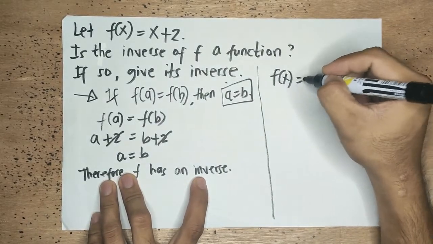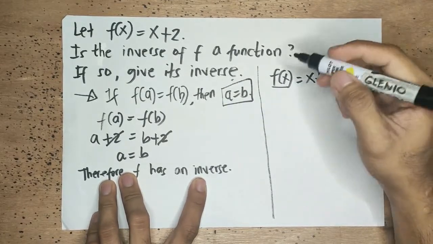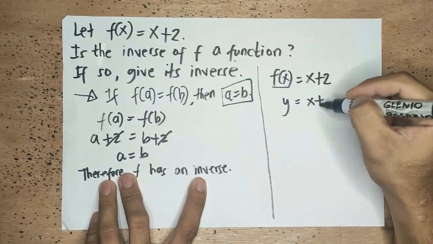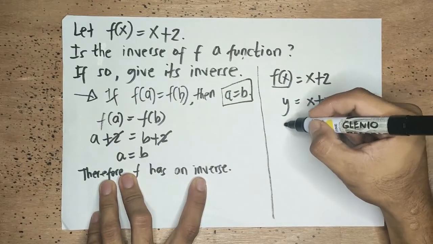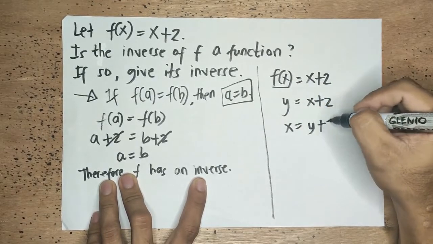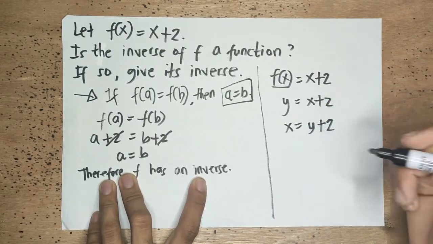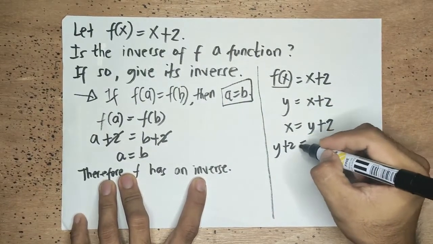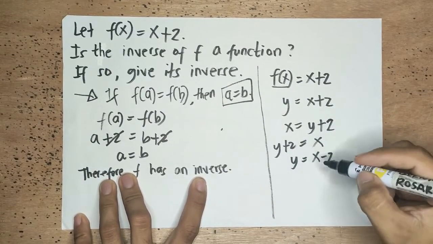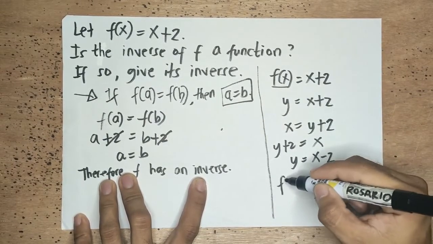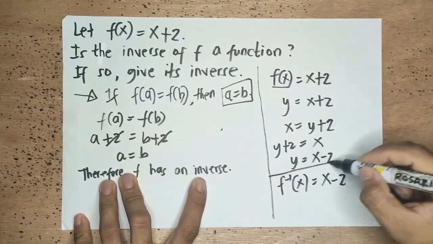So we have the given function f of x is equal to x plus 2. The first step, we replace this using y. So y is equal to x plus 2. Second step, pagpapalitan natin sila, si y magiging x at si x magiging y. Since equal silang dalawa, pwede natin silang pagpalitan ng positions. Y plus 2 is equal to x. Transposing positive 2 will give us negative 2. So therefore, the inverse of f is equivalent to x minus 2.